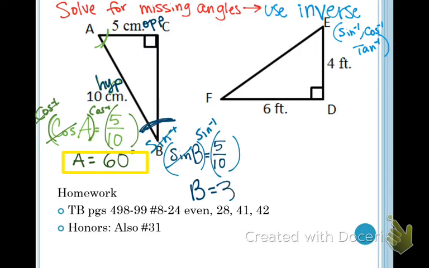All right, so what do we get? 30. This makes sense. How many degrees fit inside of a right triangle, or a triangle in general? 180. What's 30 plus 60? 90 plus 90 is 180. That should happen every time.